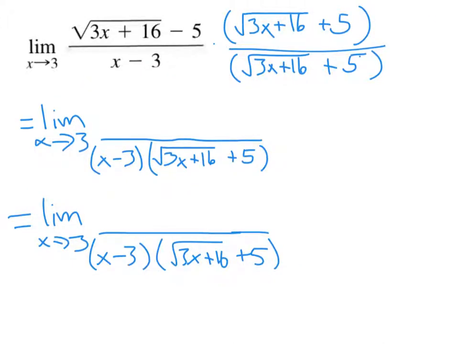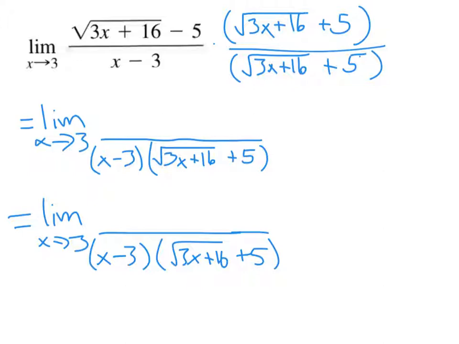In this next limit, we can't plug in 3 because it makes the denominator 0, and we have a square root in the numerator, and often this means you need to try multiplying by the conjugate. The conjugate of the square root of 3x plus 16 minus 5 would be the square root of 3x plus 16 plus 5. All you do is you change the minus to plus or the plus to minus.